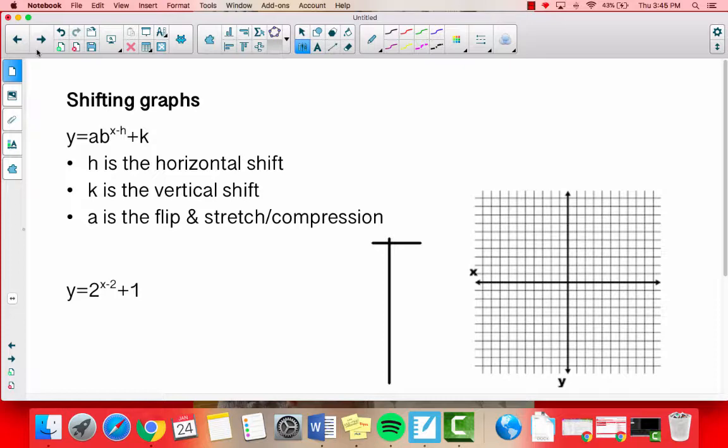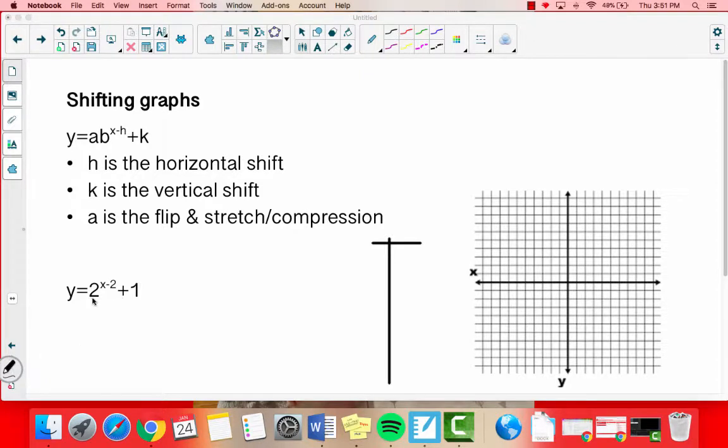So shifting is similar to what we've already done with previous graphs in other sections. You have to pay attention to the h and the k and then the a value. And I listed here what each of those represents. So h is the horizontal shift, k is the vertical shift, and then a tells you whether or not it goes up or down, and then it also tells you if the graph is stretched or compressed, so if it gets taller or if it gets shorter. Knowing how those affect your graph makes graphing a lot easier.